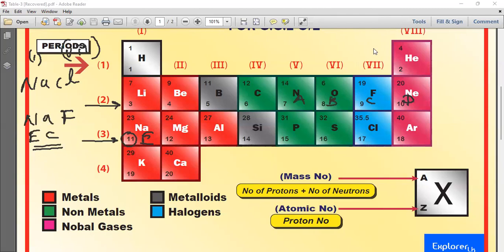Inert gas means noble gases. No, Navindi. Noble gases are inert gases.